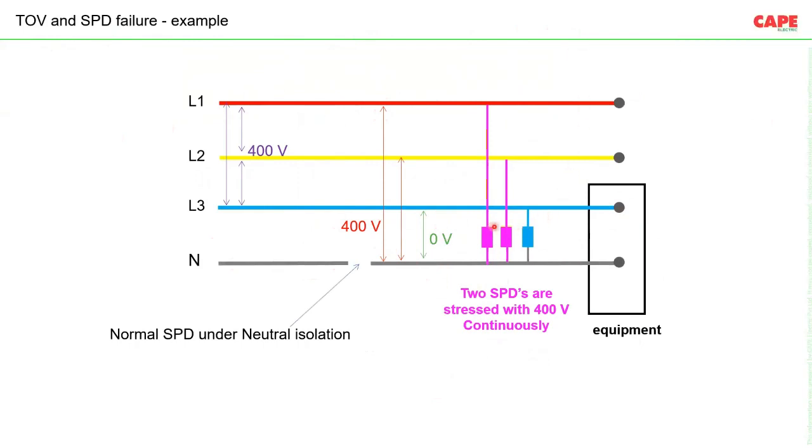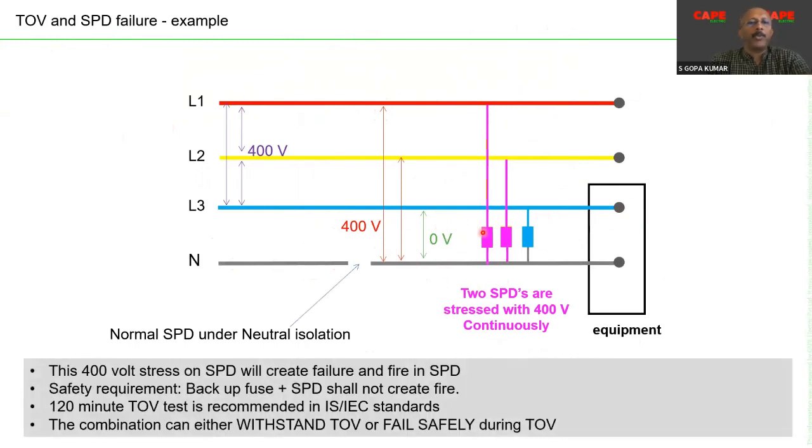So these two SPDs between L1 to neutral and L2 to neutral are suddenly stressed with 440 volt. As a result, these SPDs will fail. I am just going to show you how this failure occurs in a network. Now, as I said, most of the time failure of SPDs is due to such an unnecessary situation. It is not a transient situation. SPDs are not designed to protect your electrical installation from a TOV.